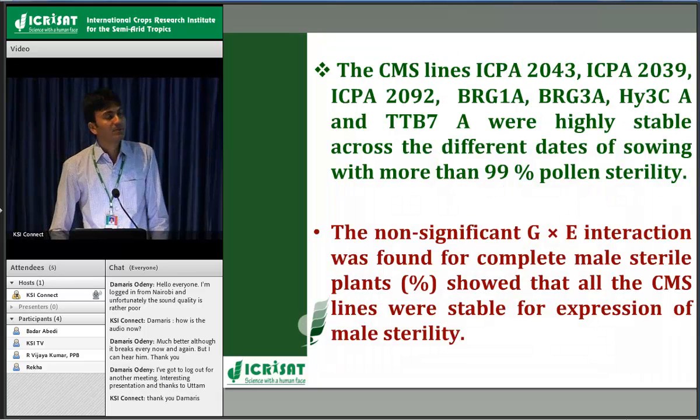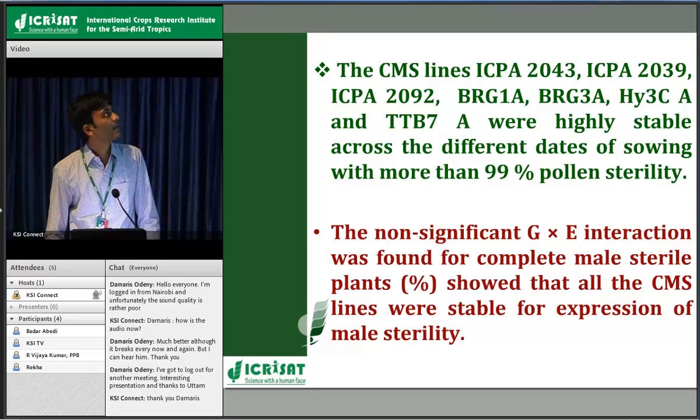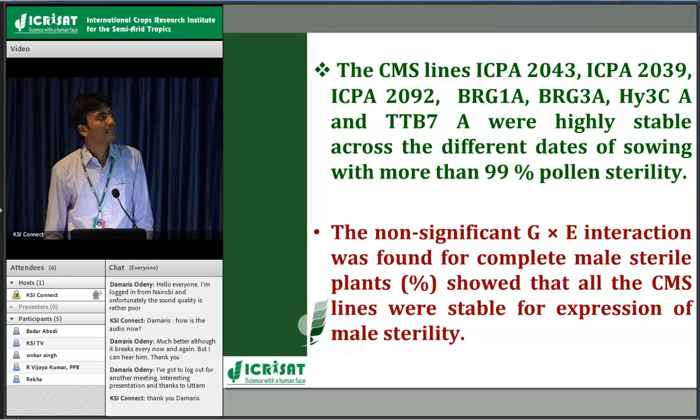CMS lines ICPA 2043, 3933, 209 were highly stable across the different dates of sowing with more than 99% sterility. A non-significant genotype-by-environment interaction was found for complete male sterile plants, which showed that all the CMS lines were stable for expression of male sterility.